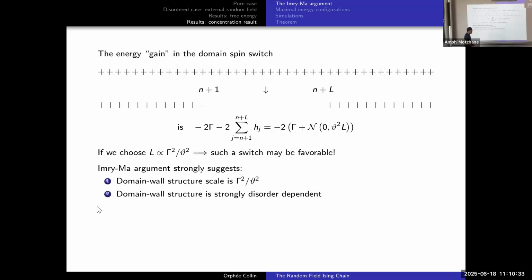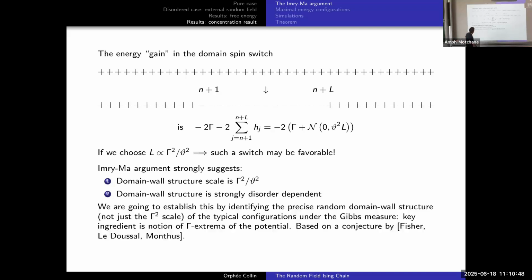So this argument suggests that the domain wall structure is at a scale gamma squared over theta squared. This is consistent with what we got with the free energy. And also it suggests that the domain wall structure depends strongly on the disorder. It's the disorder sequence which decides which regions are more favorable for minus domains or plus domains. And we're going to refine this Imry-Ma argument to get a precise description of the random domain wall structure.